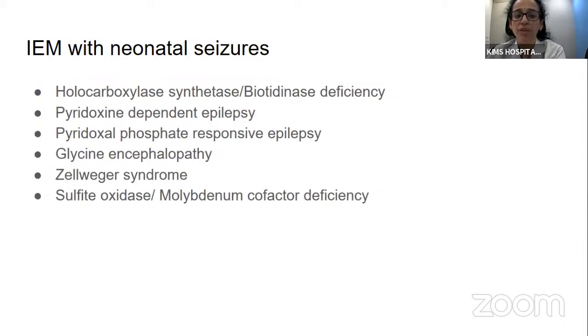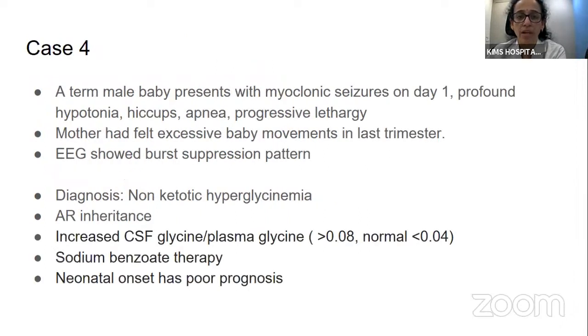Coming to the IMs which present with neonatal seizures, these conditions present predominantly with neonatal seizures, although encephalopathy and hypotonia also will be associated with these conditions. They are holocarboxylase synthetase deficiency, biotinidase deficiency, pyridoxine dependent epilepsy, pyridoxal phosphate responsive epilepsy, glycine encephalopathy, Zellweger syndrome, and sulfite oxidase and molybdenum cofactor deficiency. If a baby presents predominantly with neonatal seizures, and has IM-like features, we should keep these possibilities in mind. So let's go to the example.